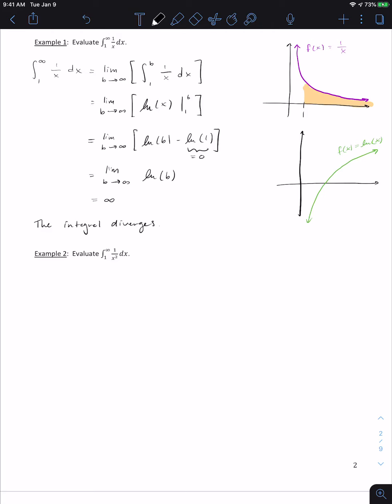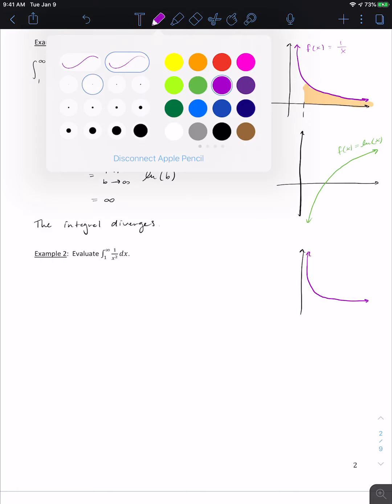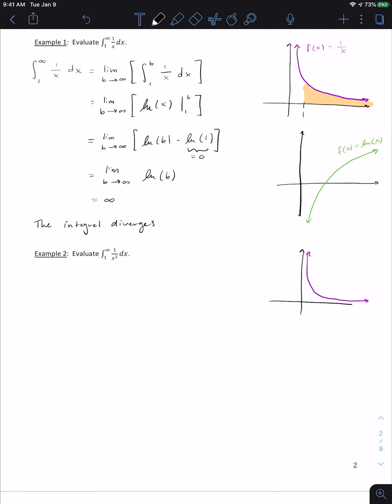Okay, so now we do another one. Let's look at the integral from 1 to infinity of 1 over x squared. In this case, my graph ends up looking very similar to the 1 over x, but it's actually a lot closer to the x-axis. And it would look like this on the other side, but again, we're not really concerned about that because we're going from 1 to infinity. Right? So it looks very similar to the previous example, except it's much closer.